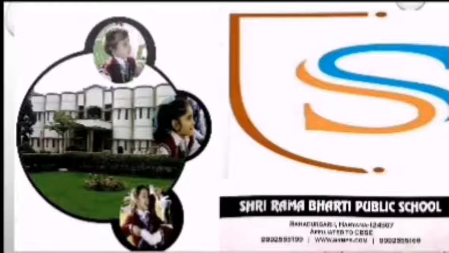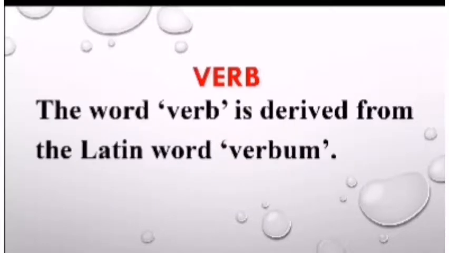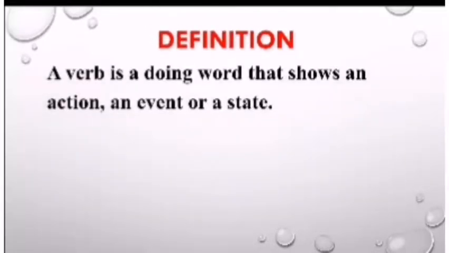Students, we are doing our series of parts of speech, and especially we are dealing with common errors that we commit while using these parts of speech. Yes, friends, today we are going to learn about verb. Verb, as we know, is a Latin term. Again, it's a derived form of Latin word verbum. The definition of verb suggests a verb is a doing word that shows an action, an event, or a state.